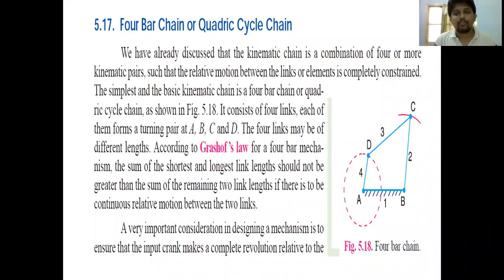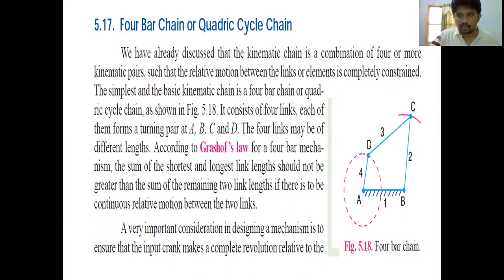we explained what is Grashof's law. In Grashof's law, you have four links, one being the shortest and one being the longest. If you add those two, that value should be greater than the addition of the remaining two links. That is called Grashof's law. So satisfying Grashof's law is very important for any mechanism to obtain the relative motion.